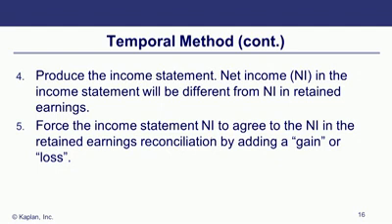Now when we total up our income statement, the net income that we get is going to be different from the net income that we got in step 3, our reconciliation of retained earnings. So what do we do? We force the income statement to agree to the balance sheet. So what we're going to do is put in an exchange rate gain or loss so that the net income in our income statement agrees to the net income from our reconciliation of retained earnings.